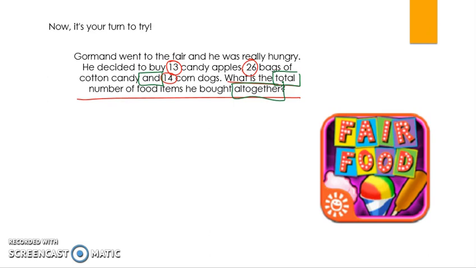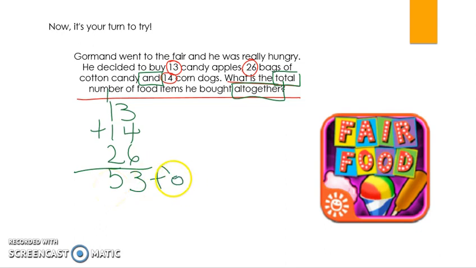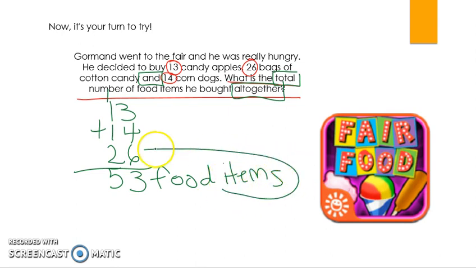Once again, remember, order does not matter. So I have 13 plus 14 plus 26. 6 plus 4 makes a 10, plus 3 is 13. Regroup your 10. 2 plus 1 plus 1 plus 1 equals 5. So he bought 53 food items all together. Let's go on to our last practice problem.